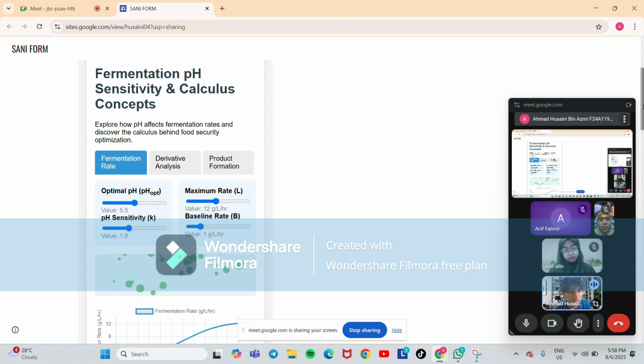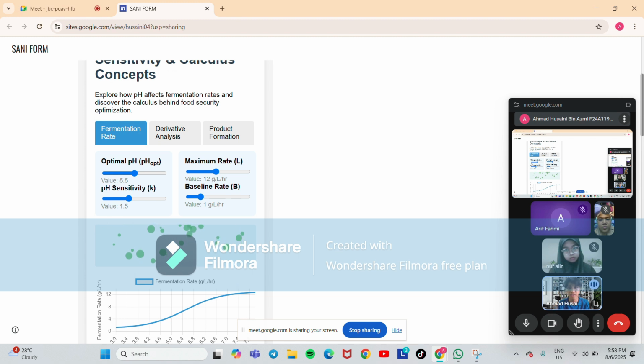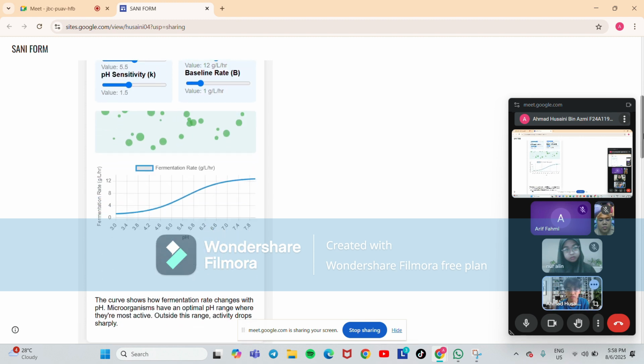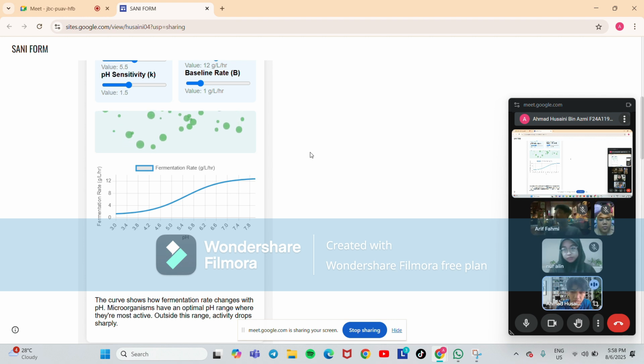In this slide, the first part is fermentation pH sensitivity and the calculus concept. It shows how pH affects fermentation rates and the calculus behind food security optimization. This curve shows how the fermentation rate changes with pH. Microorganisms have an optimal pH range where they are most active. Outside this range, activity drops sharply.